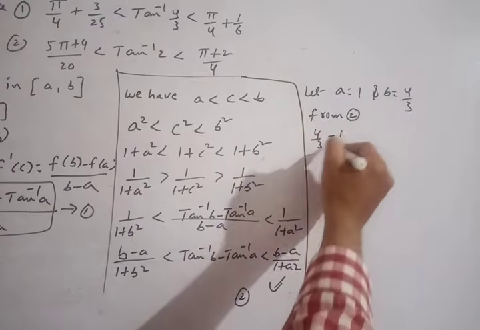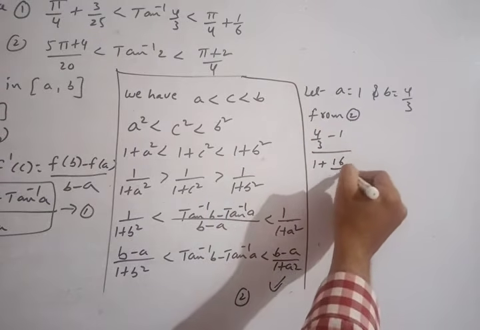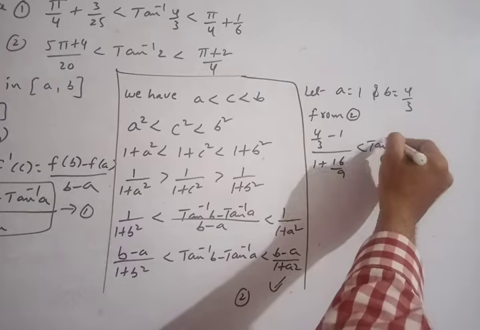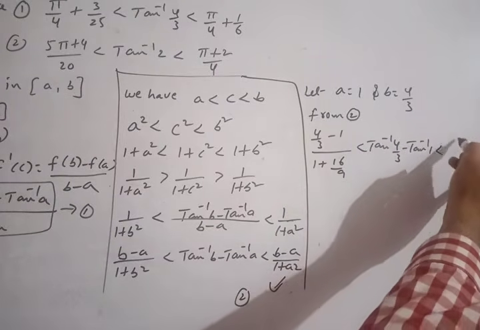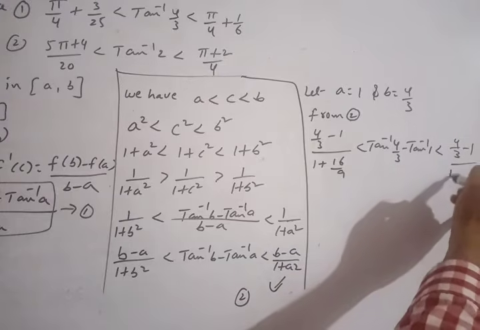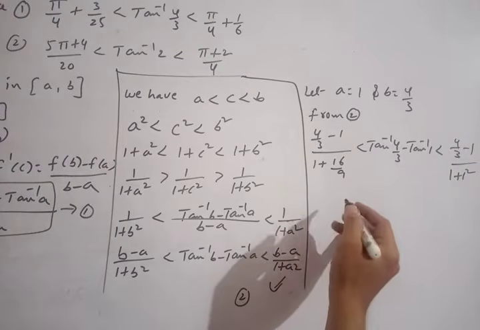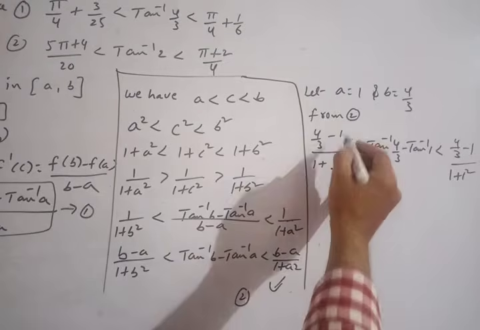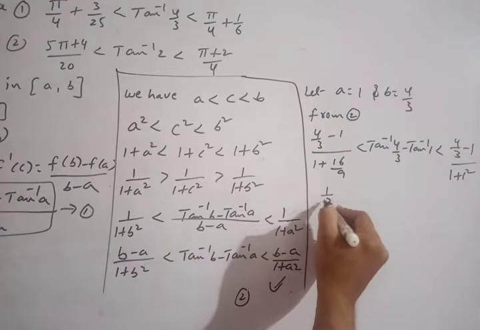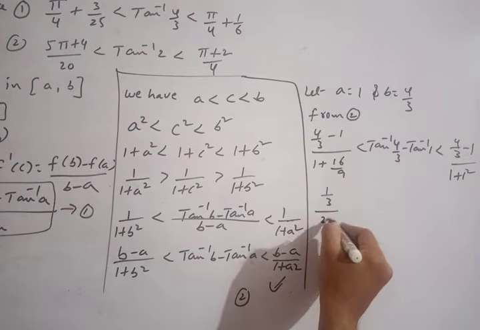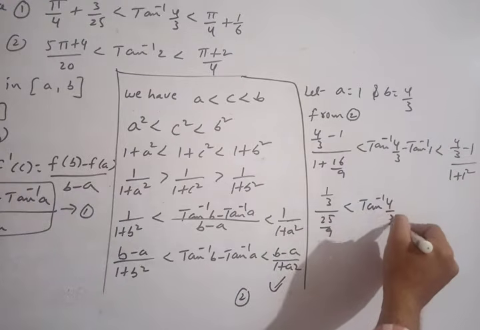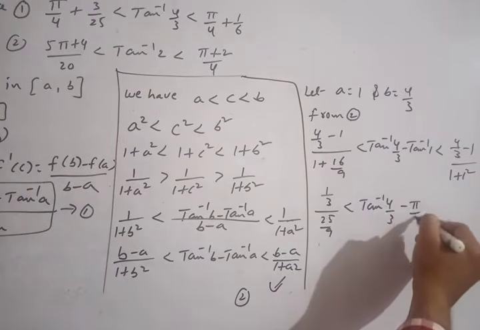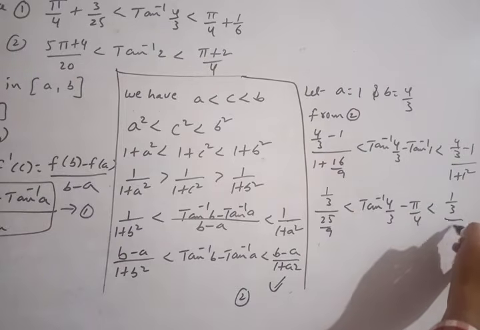(4 by 3 minus 1) by (1 plus 16 by 9) is less than tan inverse 4 by 3 minus tan inverse 1, which is less than (4 by 3 minus 1) by 1 plus 1 square. So 4 by 3 minus 1 is how much? 1 by 3. Here 9 plus 16, 25 by 9, is less than tan inverse 4 by 3 minus tan inverse of 1. What is that? Pi by 4. So 1 by 3 by 2.